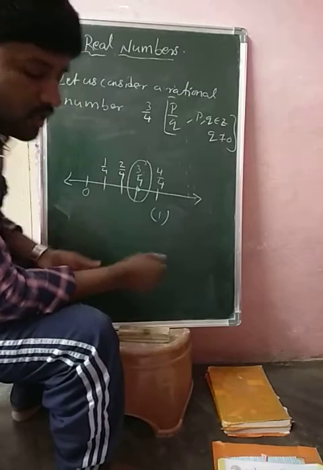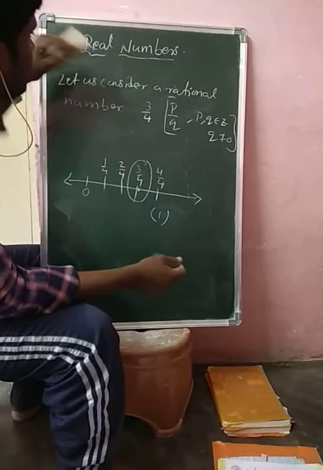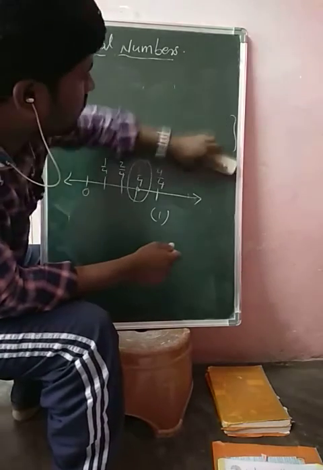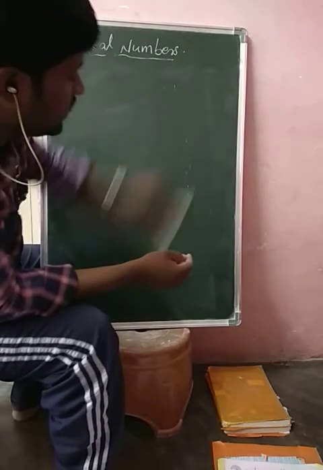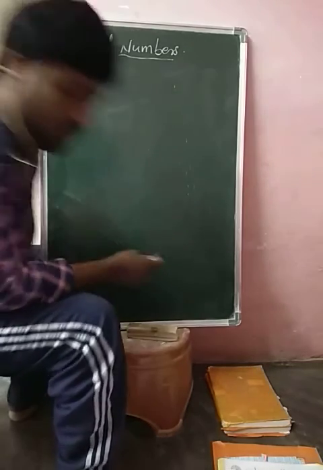Okay. Now we find two rational numbers between any two rational numbers. What is the first one?